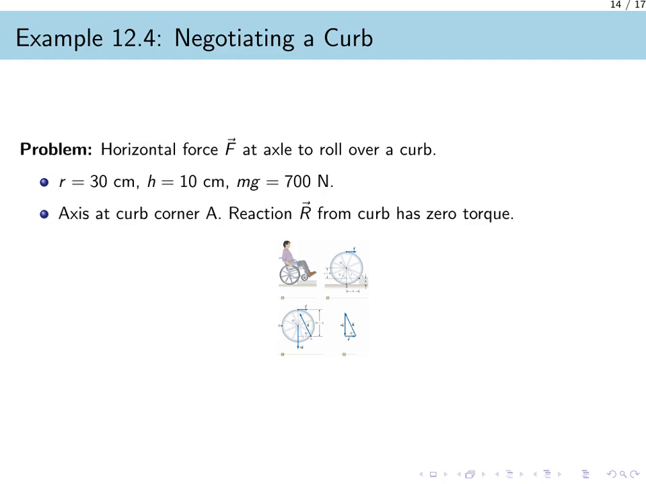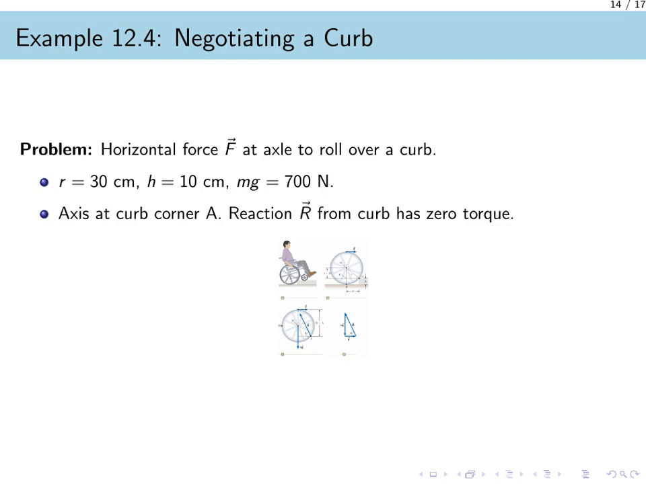The reason this is so helpful is that the reaction force from the curb acts at this point. By putting our axis there, the moment arm for the reaction force is 0, meaning its torque is also 0. This simplifies the problem immensely, as we only need to balance the torques from our applied force and from the force of gravity. We will use the same physical parameters as before: a wheel radius of 30 centimeters, a curb height of 10 centimeters, and a total weight of 700 newtons.